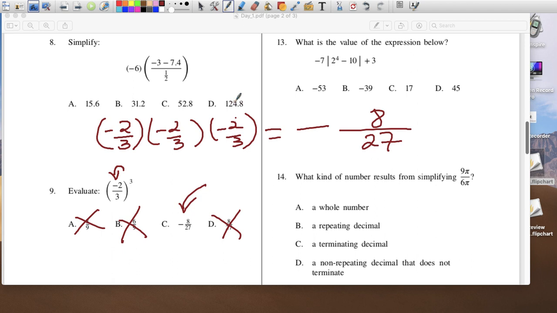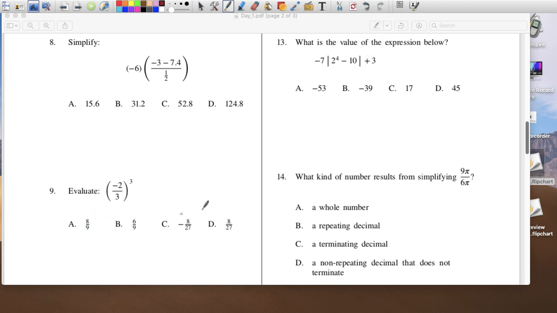Well, actually, you didn't have to do any of this. Just by looking at your multiple choice and knowing that the answer was going to be negative, right? So if you know the answer is going to be negative right away, done. You didn't have to do anything. No calculations necessary.